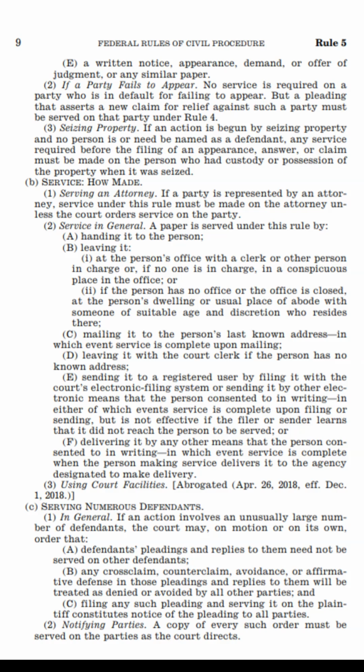C. Serving numerous defendants. 1. In general. If an action involves an unusually large number of defendants, the court may, on motion or on its own, order that A. Defendants' pleadings and replies to them need not be served on other defendants. B. Any cross-claim, counterclaim, avoidance, or affirmative defense in those pleadings and replies to them will be treated as denied or avoided by all other parties. And C. Filing any such pleading and serving it on the plaintiff constitutes notice of the pleading to all parties. 2. Notifying parties. A copy of every such order must be served on the parties as the court directs.